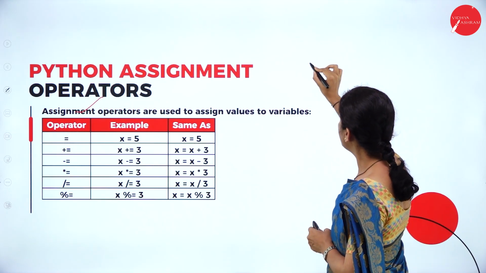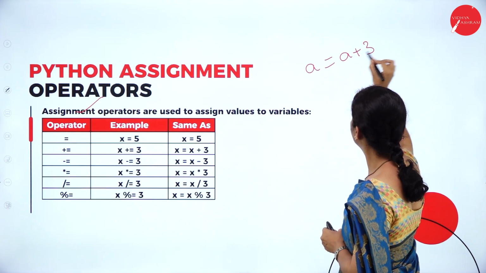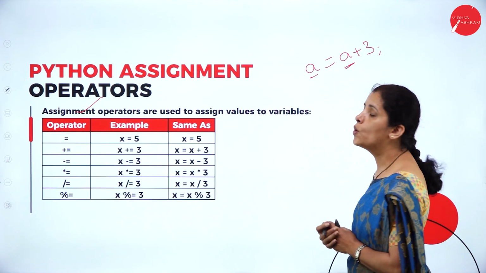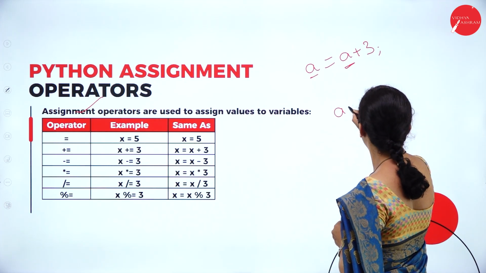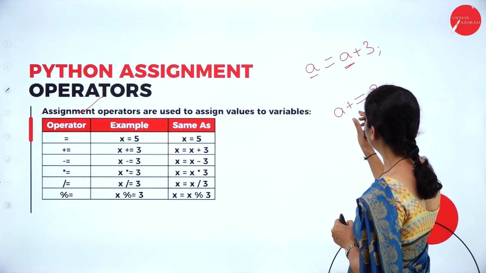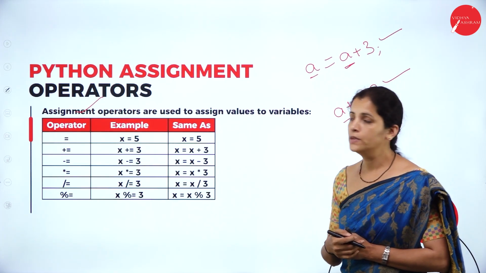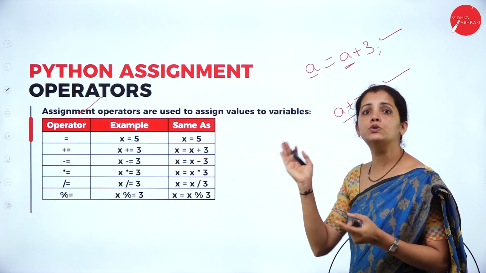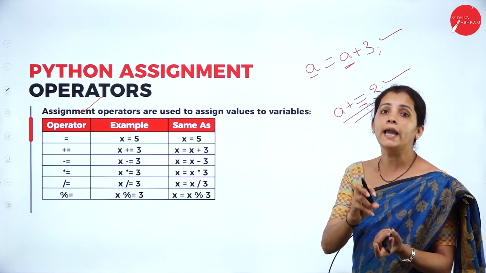Okay, fine. If I write a equal to a plus 3, see, I have variable a here, and here also I have variable a. So instead of writing it twice, I can write a plus equal to 3. See the difference? This one is a valid form and this one is also valid. So assignment operators are used to assign values to variables. See here, I'm assigning the value 3 to a.